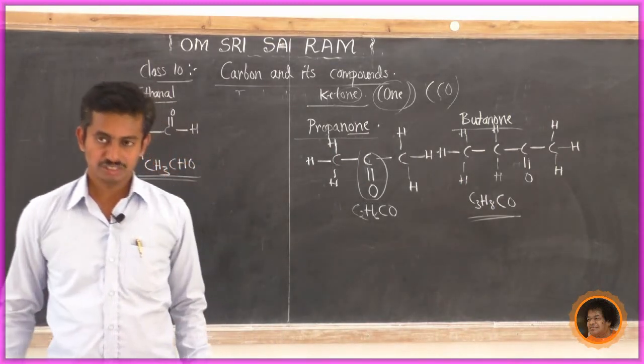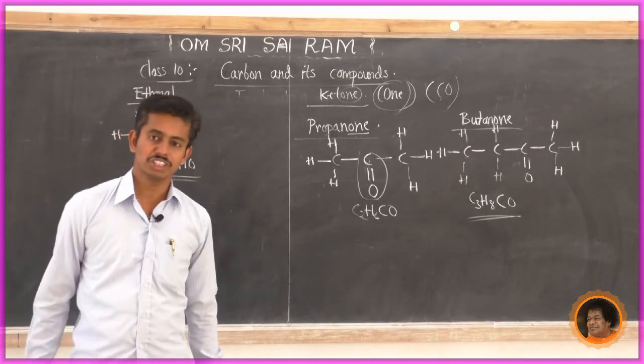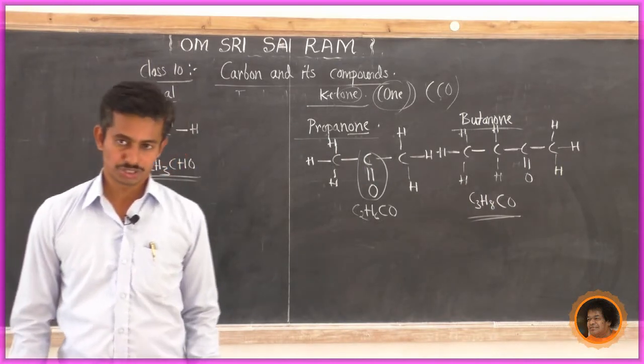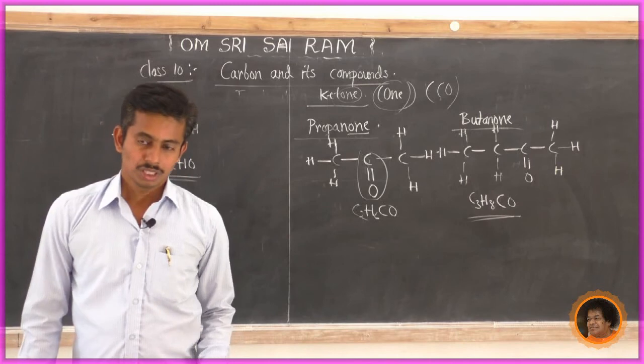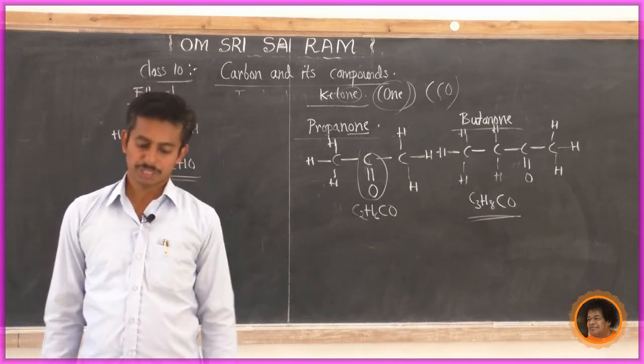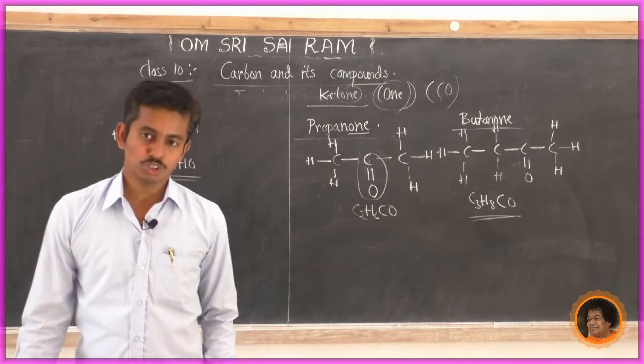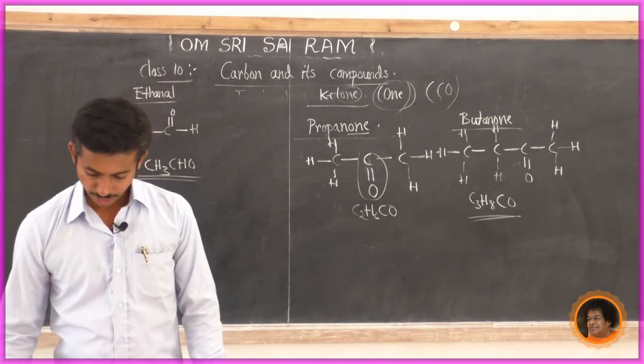So in this class we have studied some of the functional groups and structural isomers. There are many other functional groups, for example, carboxylic acid and haloalkanes.